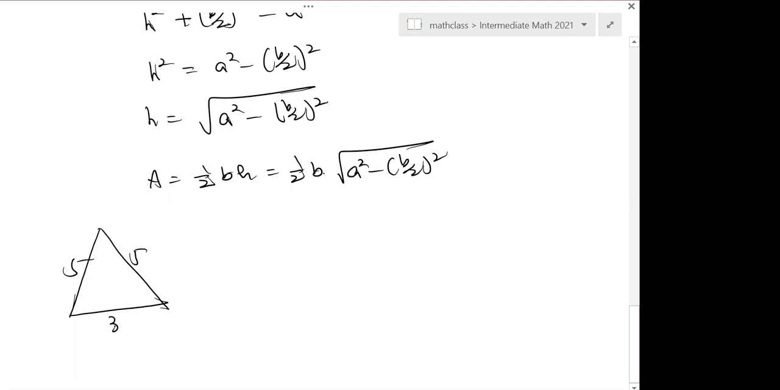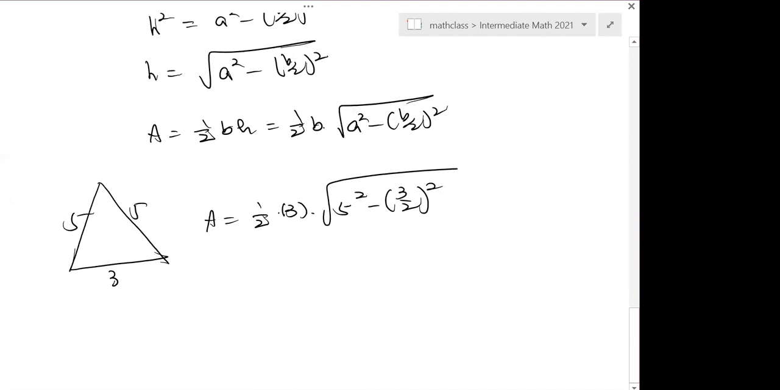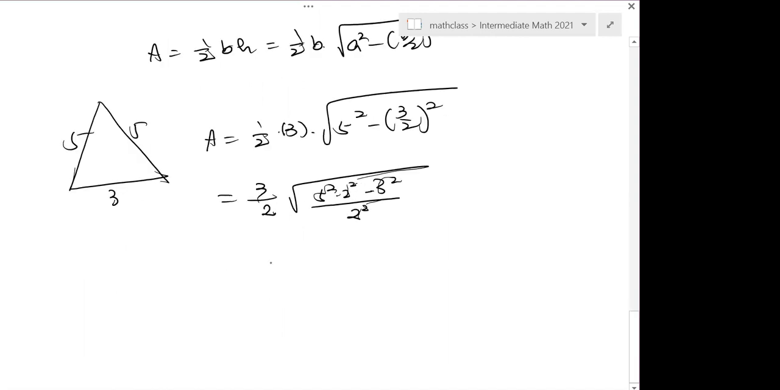Okay, 3, right? Then the area is going to be half of the B. B is 3, and A is 5, and the B is 3 over 3. So then you simplify it, and you get the answer for the area. Okay, so let's simplify it. It's a little bit difficult. Right here, I can take 2 squared out here, 5 squared and the 2 squared, and minus, sorry, 3 squared, okay? Yeah, right?